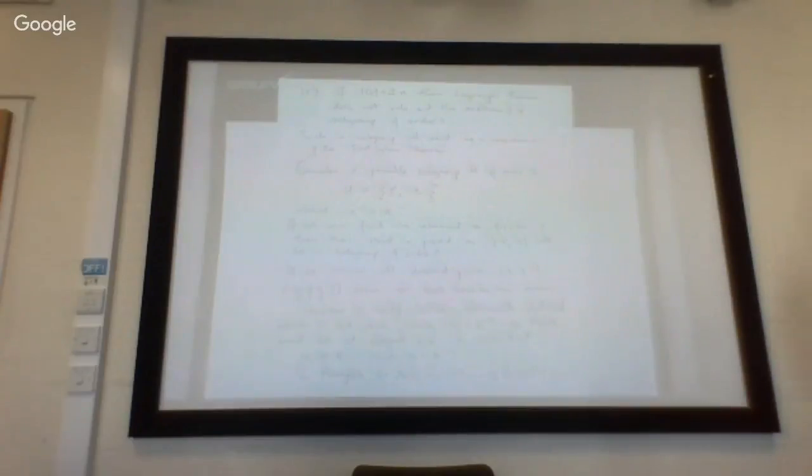So, shall we look back to the chapter then on Lagrange's theorem? So this is chapter 6. Not that long a chapter. It basically goes through the definitions, cosets.